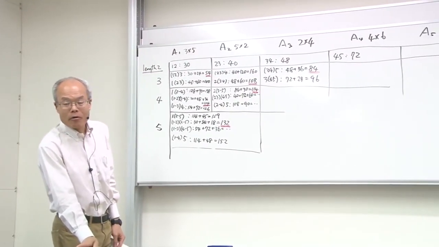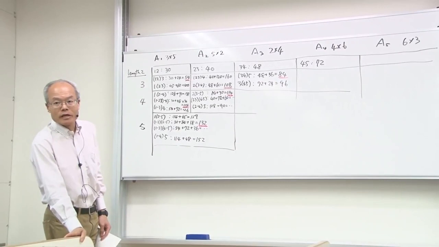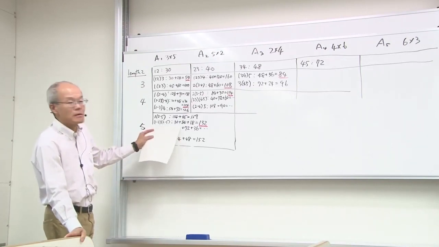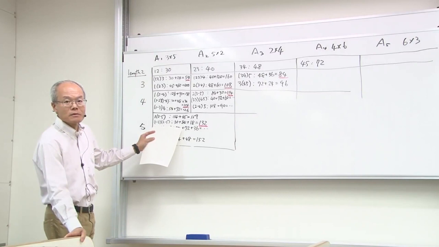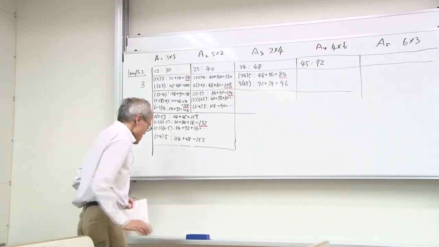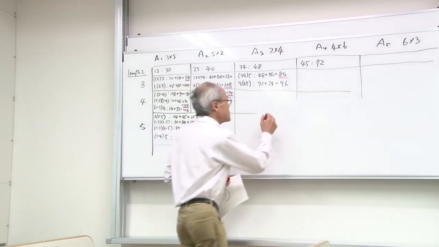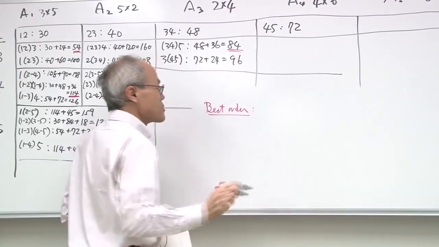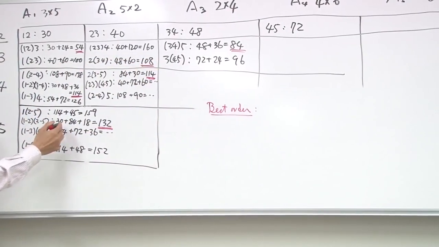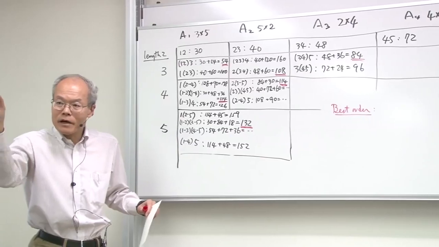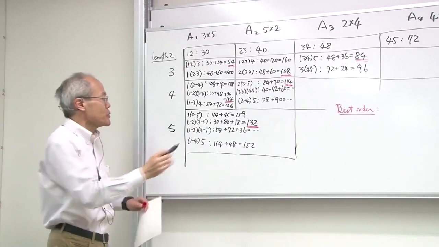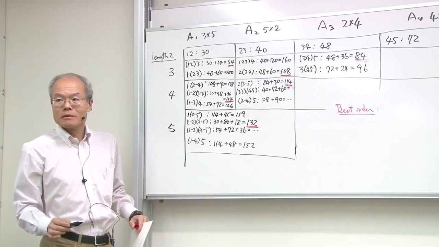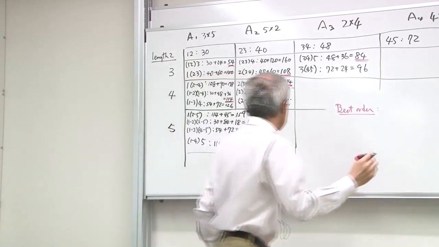After completing this table, then how can we get the best order? The best order is this. The best order is that. That means the final multiplication should be this guy and this guy.